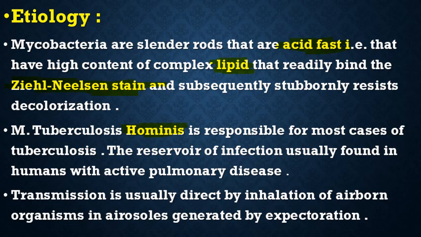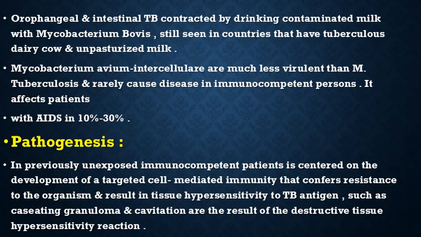The reservoir of infection is usually found in humans with active pulmonary disease. Transmission is usually direct by inhalation of airborne organisms in aerosol generated by expectoration. Oropharyngeal and intestinal tuberculosis are contracted by what? By contaminated milk with Mycobacterium bovis. This is another type of mycobacterium, which is still seen in some countries that have contaminated or unpasteurized milk.